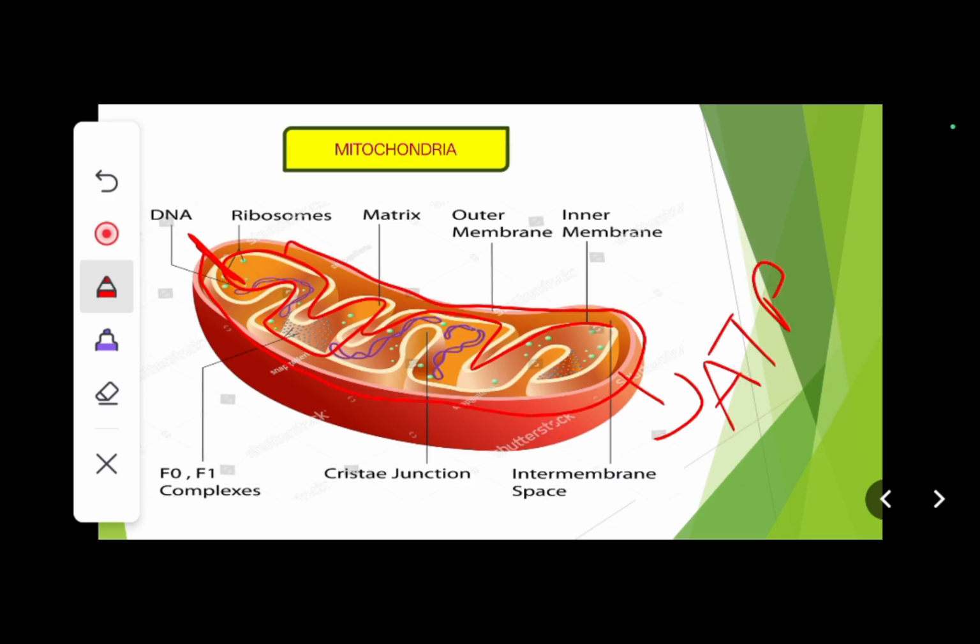ATP is adenosine triphosphate. It is most important to do any work. Without energy, we can't do any work. All the metabolic activities depend on ATP. So this is the powerhouse of the cell. It generates the energy and power from food. This is known as the mitochondria. This is the major function of mitochondria in a cell.